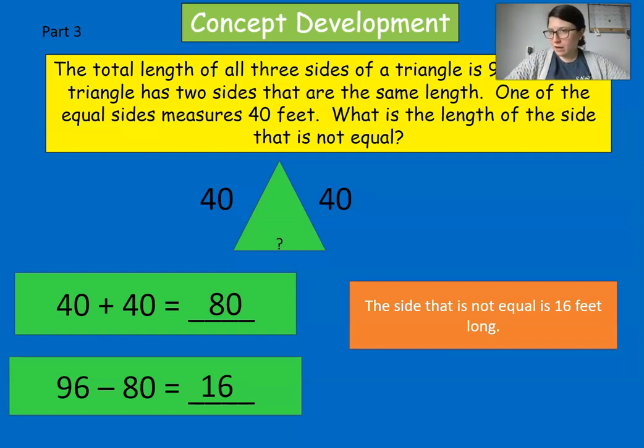Now, if we wanted to check our answer, how could we do that? Yeah, we could add them up. So we know the total length of all three sides together is 96. What we can do is add the three sides. 40 plus 40 plus 16. I add my ones, I add my tens, and I end up with 96 feet. So I know my answer is correct.